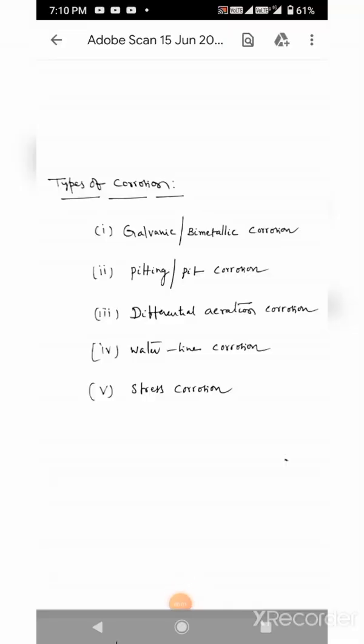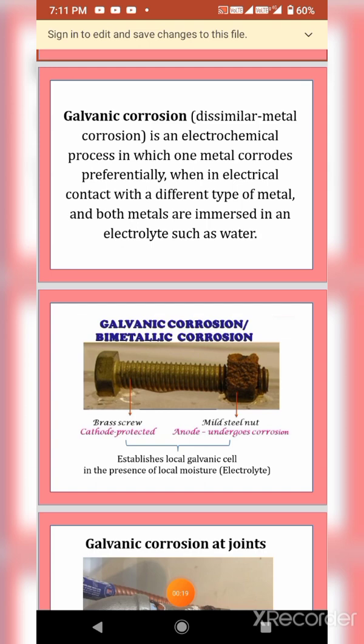We have five types of corrosion. They are galvanic or bimetallic corrosion, pitting or pit corrosion, differential aeration corrosion, waterline corrosion, and stress corrosion. Let's discuss these five types of corrosion one by one. Our first corrosion is galvanic or bimetallic corrosion.